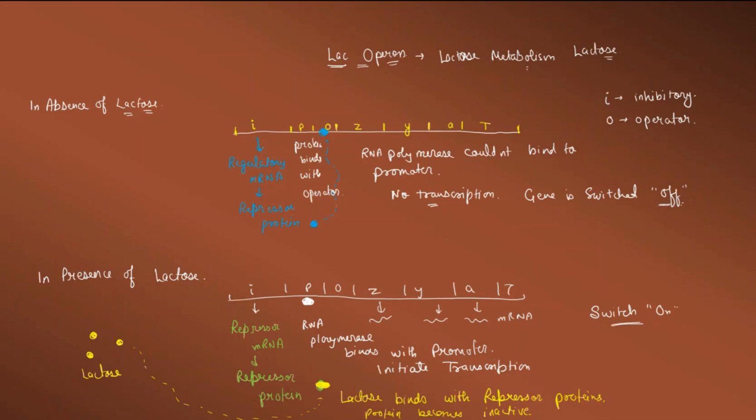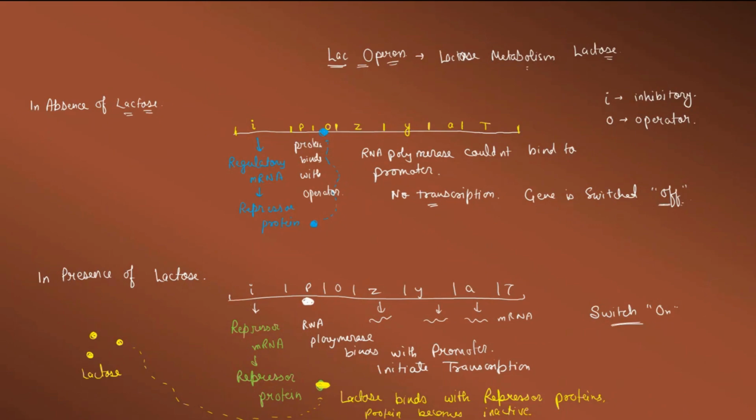Okay, so let's recall. In the absence of lactose, what happened was the I gene produced repressor proteins. Those proteins bind with the operator, and because of that, RNA polymerase cannot bind with the promoter. As RNA polymerase cannot bind with the promoter, there will not be any transcription. No transcription means no enzyme, basically no protein, will be formed. So that gene is considered switched off, right? Any doubt? Now, in the presence of lactose, what will happen?